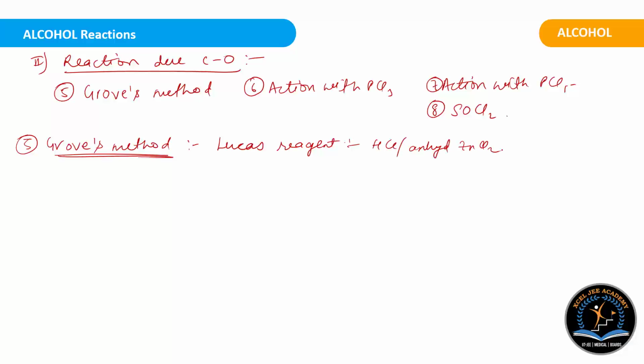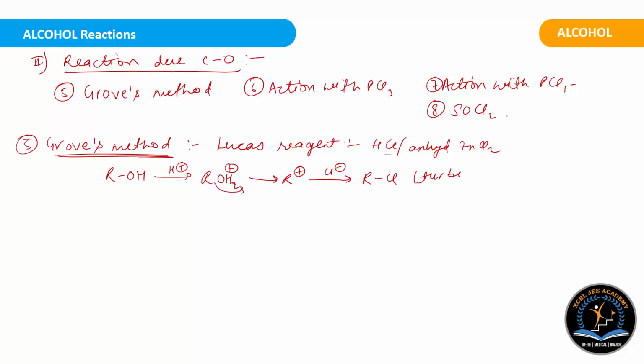This reaction is ROH in presence of HCl, that is acid H plus. It will be forming ROH2 plus, and this H2O will be removed, therefore it will be forming a 3 degree carbocation, and there will be Cl minus because HCl gives H plus and Cl minus. So this Cl will combine with R plus and it will be forming a turbidity.